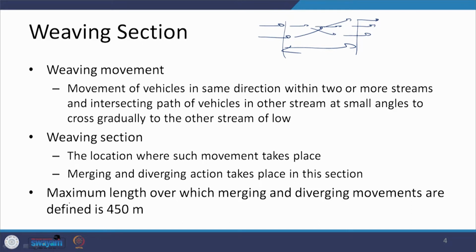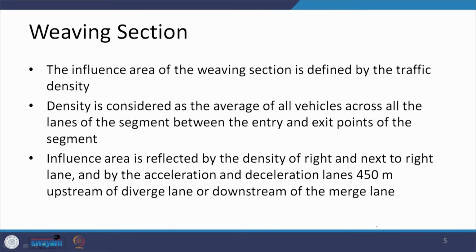Here, what you can see is the maximum length over which the merging and diverging movements are defined. This is usually 450 meters. When we look at this, it talks in terms of two aspects: one is an influence area, and another is a traffic density. The influence area of a weaving section is defined by the traffic density. When we talk about the traffic density, it considers all the lanes across which the vehicles are moving. So, it takes the average of all vehicles across all the lanes of the segment between the entry and exit points of the segment. Whatever number of lanes are there and whatever total traffic is there, on that basis we can get the average value.